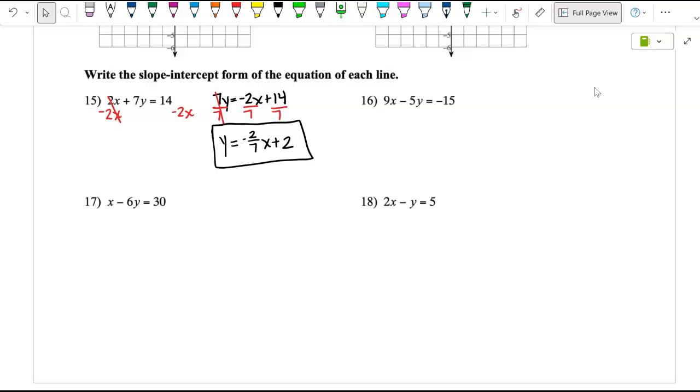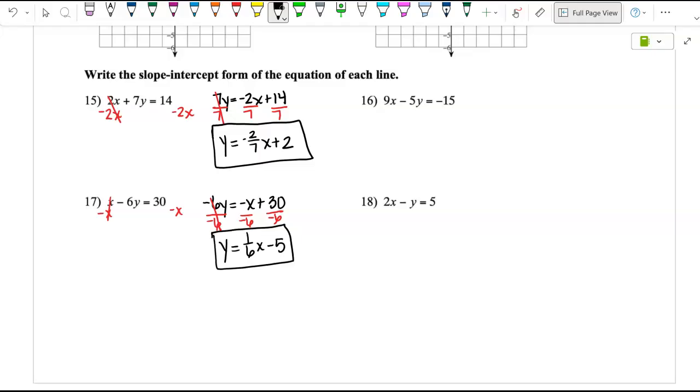Number 17, x minus 6y equals 30. Start by subtracting x from both sides. -6y equals -x plus 30. Divide each term by -6. y equals 1/6 x minus 5. Now both of those equations are in slope-intercept form.